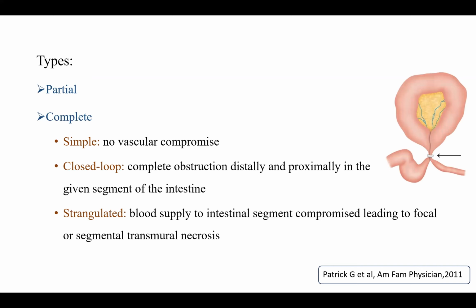Coming to other types, it can be classified into partial or complete. In complete obstruction, there are three types: simple, where there is no vascular compromise; closed loop complete obstruction, where there is complete obstruction distally and proximally in the given segment of the intestine, as shown in the picture; and strangulated complete obstruction, where the blood supply to the intestinal segment is compromised, leading to focal or segmental transmural necrosis.